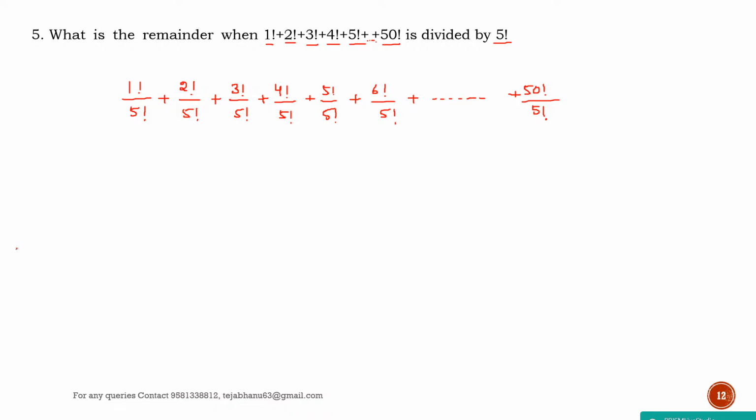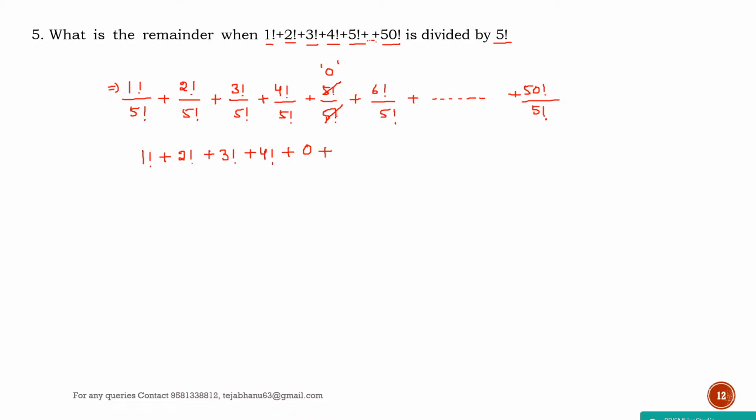Now, have a look at it. We know, as I told you the point, if the numerator is less than the denominator, the answer is the numerator only. The remainder will be the numerator. That is 1 factorial, plus here 2 factorial. In the third term, it is 3 factorial, and in the fourth term, it is 4 factorial. From the fifth term onwards, 5 factorial divided by 5 factorial, the remainder is 0. I hope it's clear.